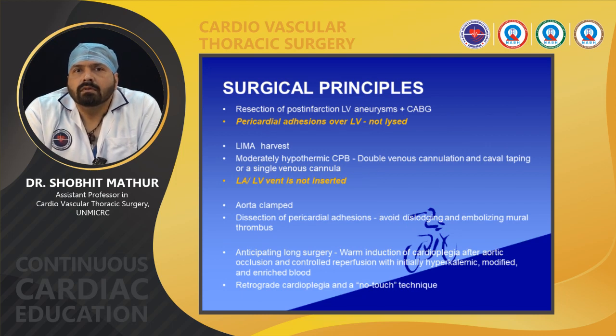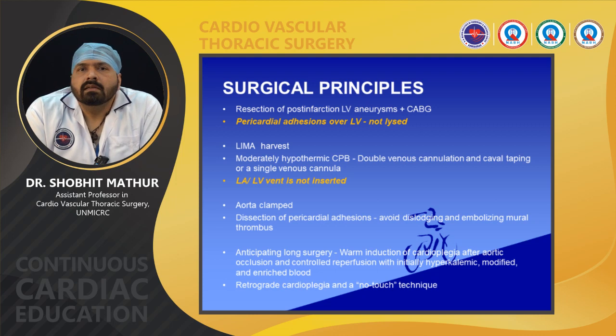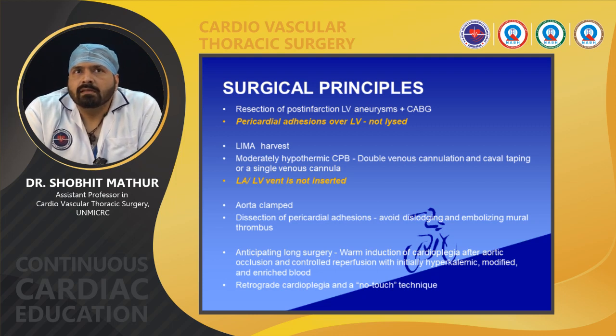Coming to, obviously we are surgeons, so we have to discuss the surgical principles. Now coming to the surgical principles, the surgery that can be planned for such a patient is resection of the post-infarction LV aneurysm with CABG. One very important thing to remember, which I said in the definition also, is that if the pericardial adhesions are dense, if the pericardium is densely adherent to the LV wall, it is not to be lysed.